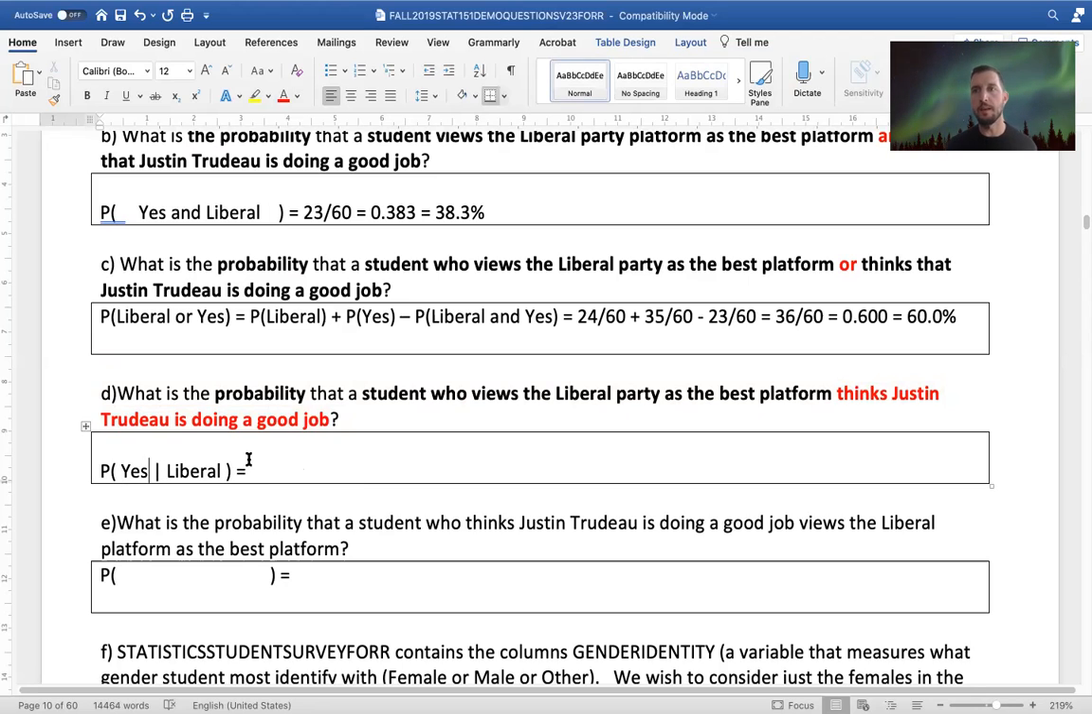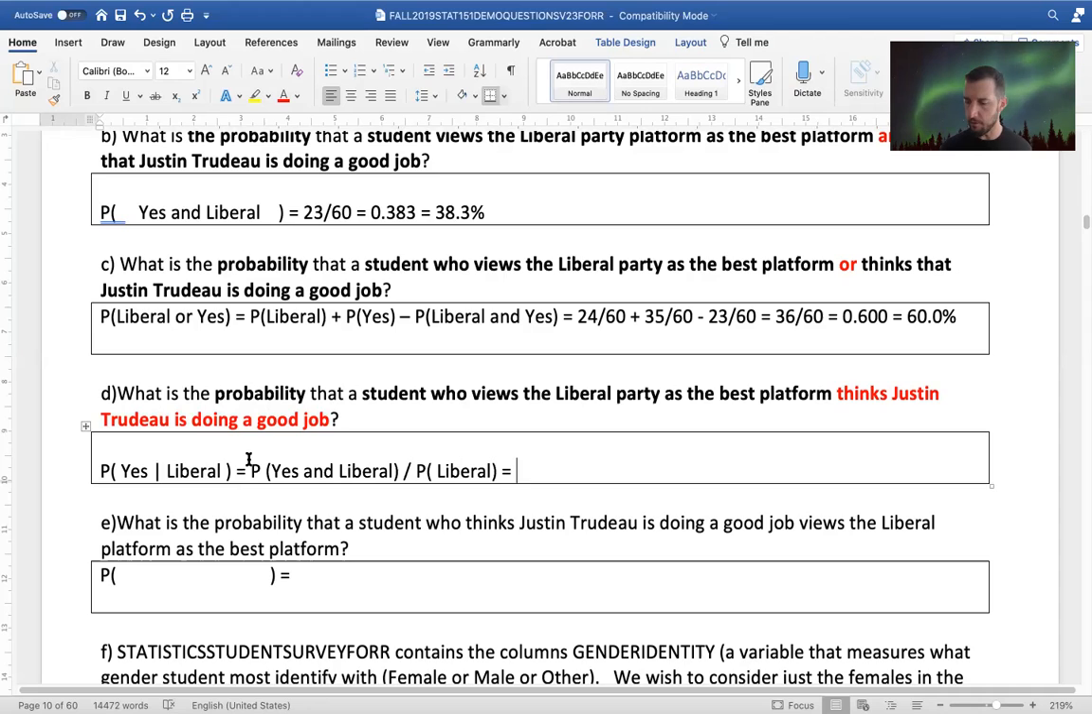So again, we've conditioned on the space of Liberal, the student who views the Liberal Party as best. So we are only selecting from students who view the Liberal Party as the best platform and think Trudeau is doing a good job. So we would have the probability of yes and Liberal divided by the probability of Liberal. This is our probability statement. So that part is checked off. Now we have to complete the fraction.